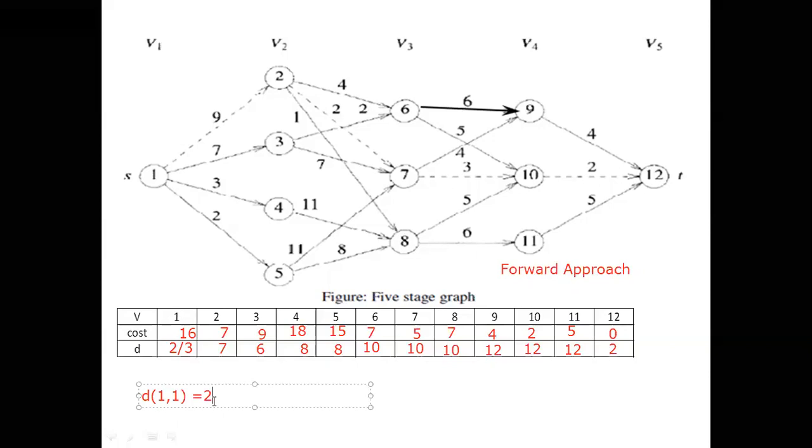What is the meaning? The meaning is that if I am starting at first stage, first vertex, next I can go to 2. That is the meaning of this. Right? I can go to 2. Clear? Right. Now, next value I should write.